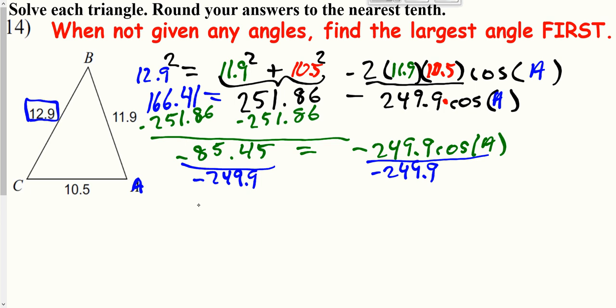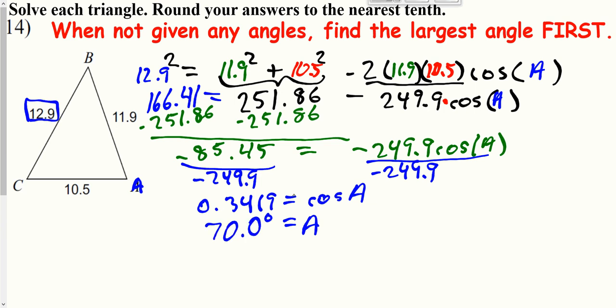And take it out at least 4 decimal points. Get 0.3419 is equal to the cosine of A. Now remember, to get rid of the cosine, to get A by itself, you have to do cosine inverse. So go cosine inverse, which is second cosine, type in 0.3419, and you get 70.0 degrees.